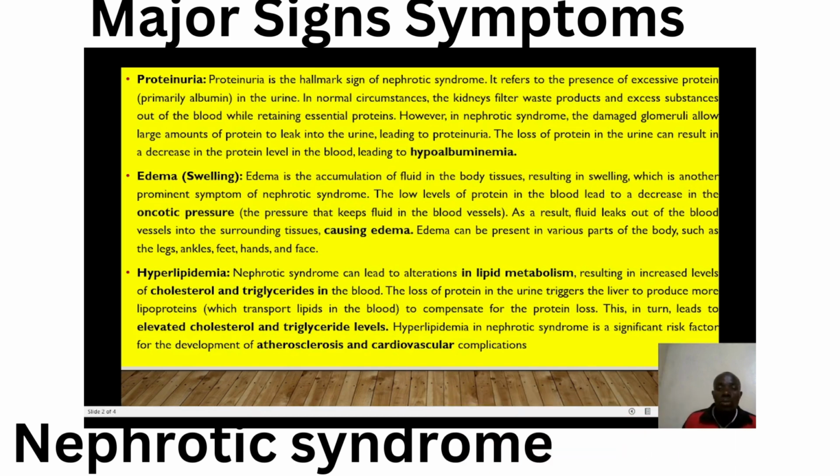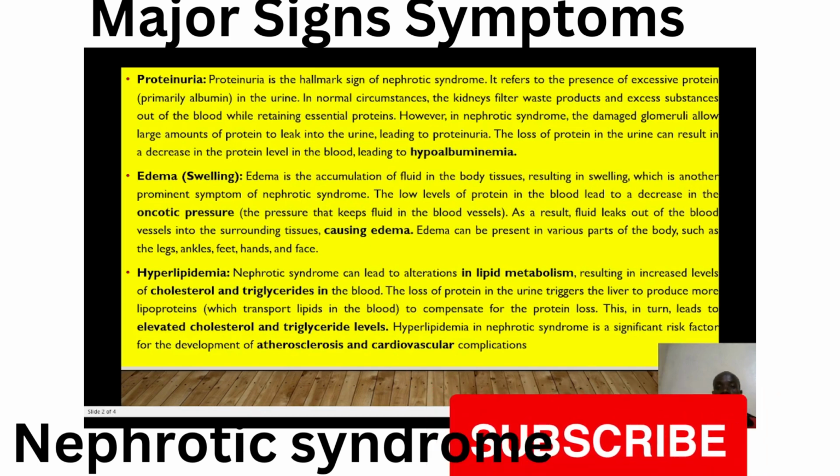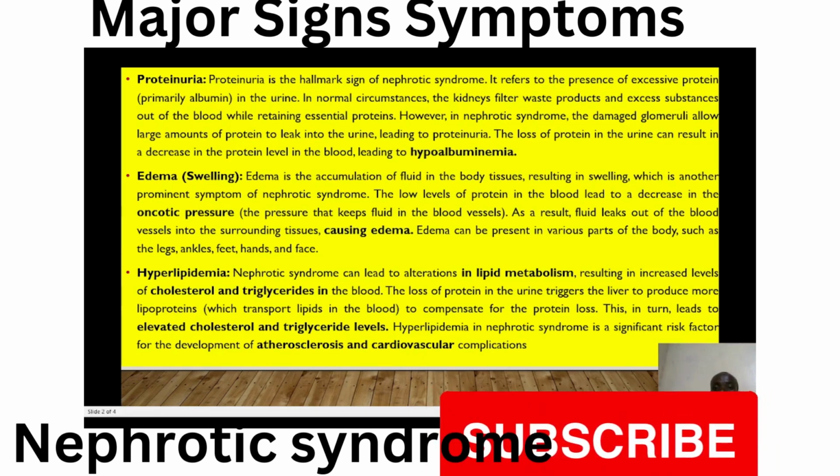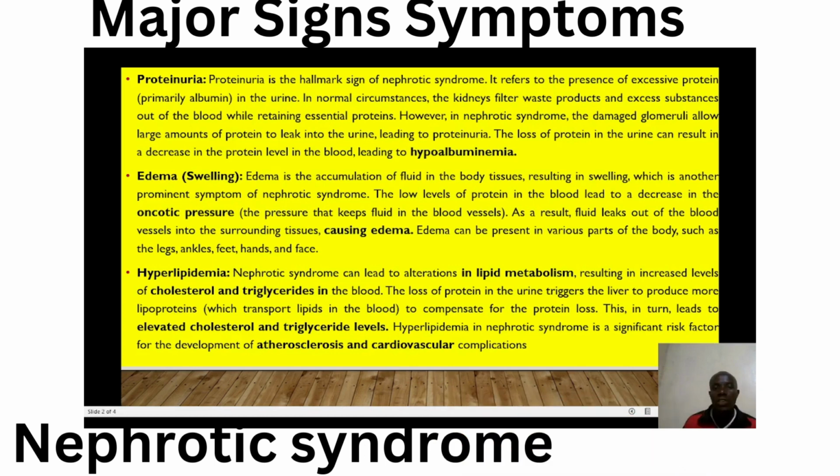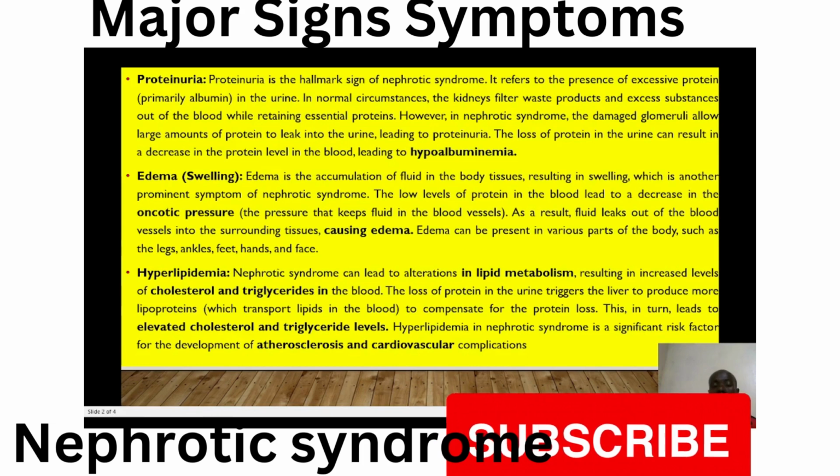So, guys, in normal circumstances, we expect the kidney to filter waste products and excess substances out of the blood while retaining essential proteins. However, in nephrotic syndrome, the damaged glomeruli allow large amounts of protein to leak into the urine, and this leads to protein in urine, thus the name proteinuria.